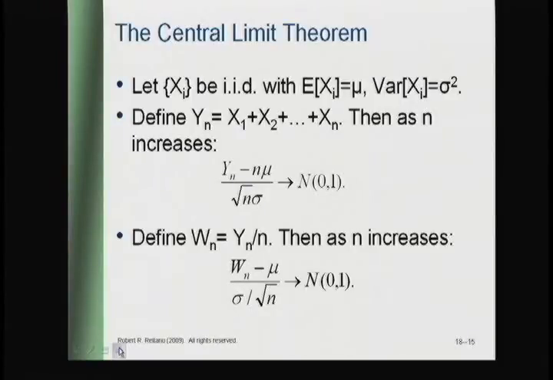So the first statement, where we define yn as the sum of n independent, identically distributed random variables, and they can be any distribution at all that has a mean and a variance. The central limit theorem says if I take the random variable yn and subtract n mu and divide by the square root of n sigma, that as n gets large, the distribution of this random variable looks more and more like the standard normal distribution.